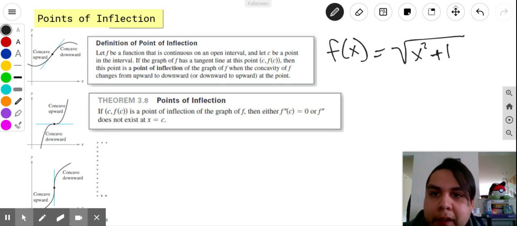Definition of a point of inflection. Let f be a function that is continuous on an open interval, and let c be a point in that interval. If the graph of f has a tangent line at this point c, f of c, then this point is a point of inflection of the graph of f when the concavity of f changes from upward to downward or downward to upward at this point.